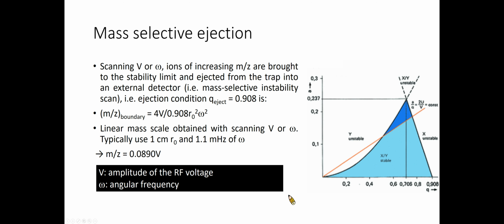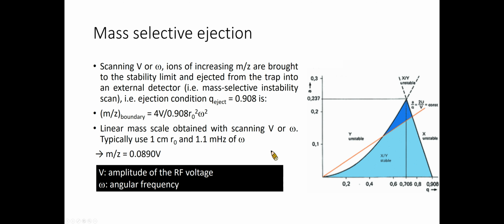Mass selective ejection is a technique used in an ion trap to selectively eject and detect ions of a specific mass to charge ratio. This is achieved by applying a voltage pulse to the trap electrodes, which creates an electric field that pushes ions out of the trap. The voltage pulse is applied at a specific frequency, known as the resonant ejection frequency, that is dependent on the mass to charge ratio of the ions to be ejected.